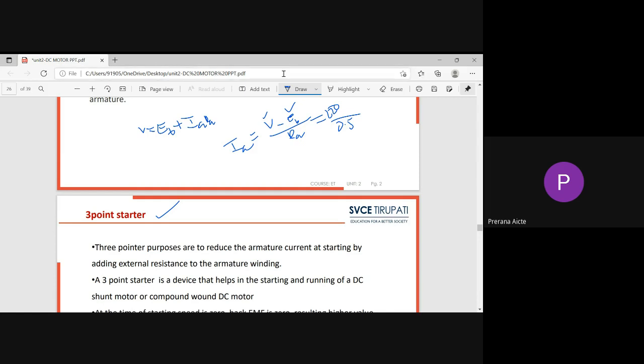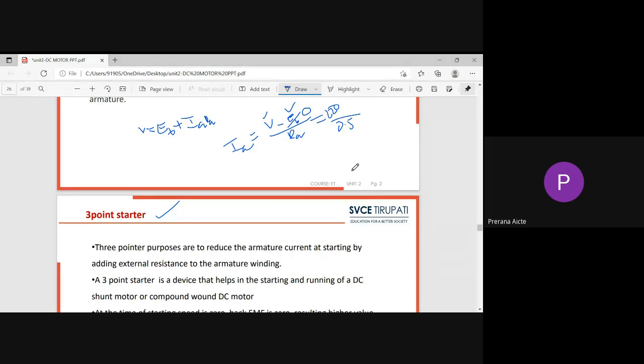See here, when the motor is at rest position, EB is 0, then IA is equal to V by RA. That is nothing but 220 by 0.5, 440 amperes, instead of the nearly 20 amperes rated current of DC series and shunt compound motors. Because 20 amperes is drawn at rated load condition, when we start the DC motors without starters, it will draw a huge amount of current, 440 amperes. Automatically the motor is going to be damaged.